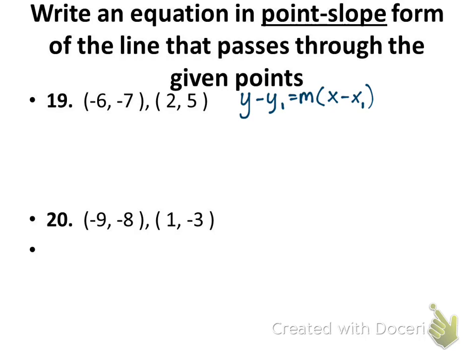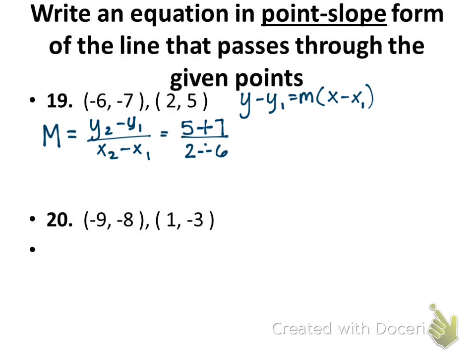So did they give us a point? Yeah, they actually gave us 2. Did they give us a slope? No. What formula do you know to find slope? M equals y2 minus y1 over x2 minus x1. So we can plug in exactly what I know to find the slope. 5 minus negative 7, so that's going to become plus 7, over 2 minus negative 6, which is plus 6. What's 5 plus 7? 12. What's 2 plus 6? 8.